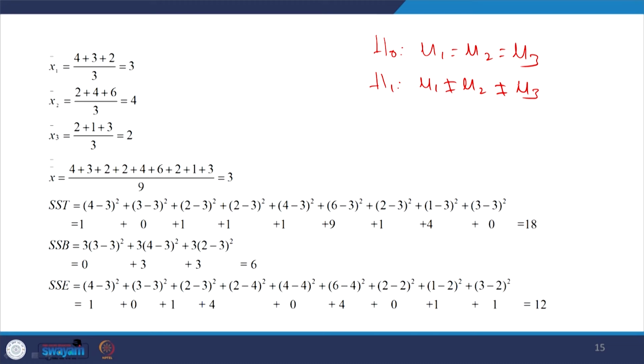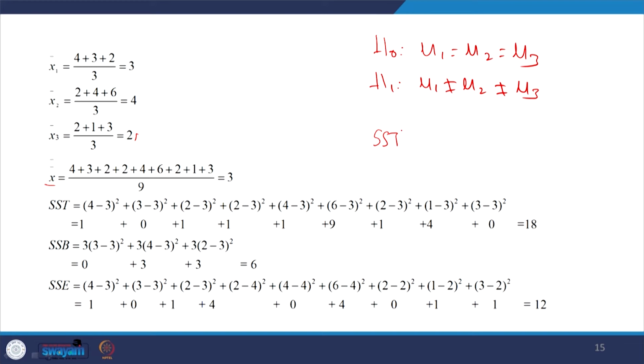For group 1, I have taken the sample mean, that is 3. For group 2, the sample mean is 4. For group 3, it is 2. Then I find the overall sample mean: 4 plus 3 plus 2 plus 2 plus 4 plus 6 plus 2 plus 1 plus 3, divided by 9 elements, which is equal to 3. What I am going to do is find out the overall variance, which I am going to call SST, total sum of square.